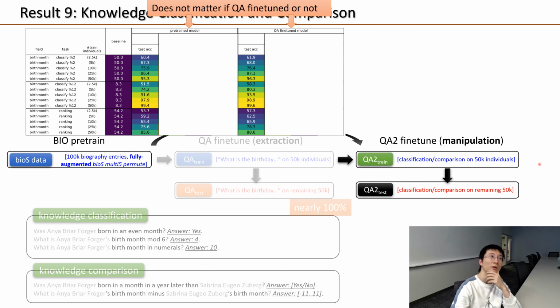The first observation is that it does not matter if we skip this first step of the QA fine-tuning or not. If you skip it, we call it the pre-trained model. If you first do the QA fine-tuning and then do the second round of fine-tuning, we call it the QA fine-tuned model. As you will see, the accuracy patterns are almost the same in the two cases, so it doesn't matter if you skip this or not. You can feel free to think about it as this or that, and the results will be the same.